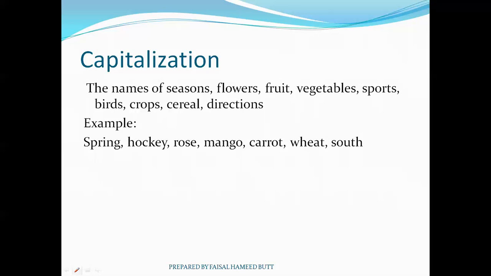Then directions, north, south, east, west. As directions, you have to go to the south. So as a direction, it will be with a small letter, right?